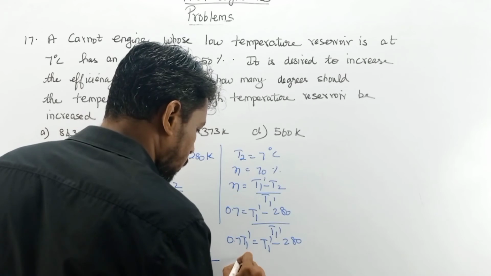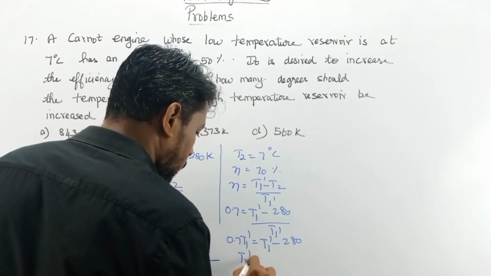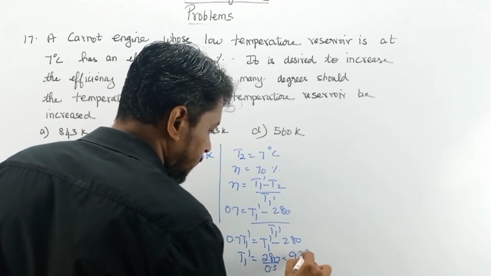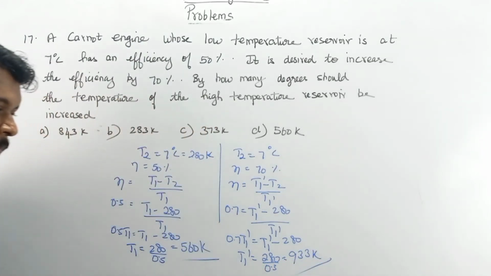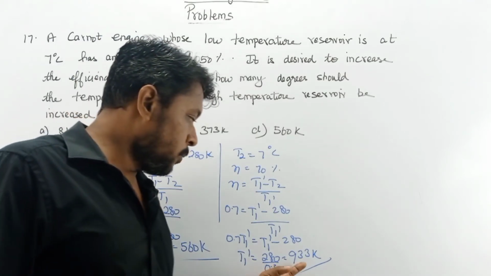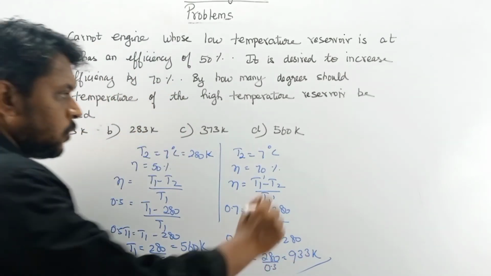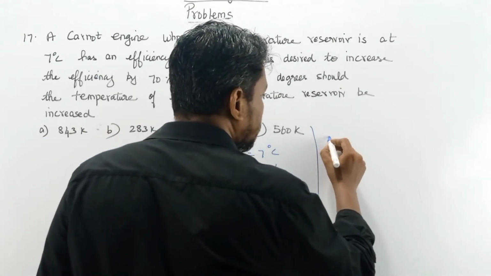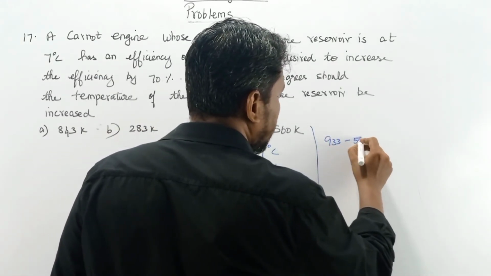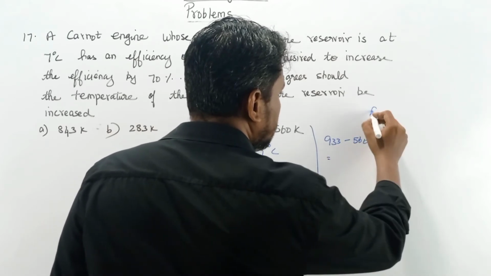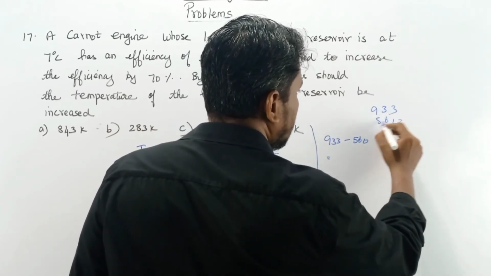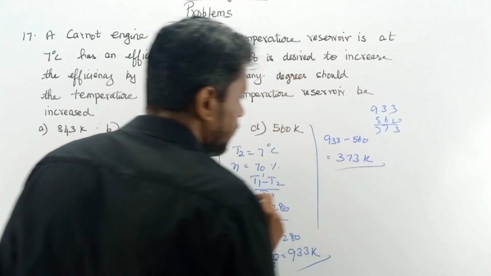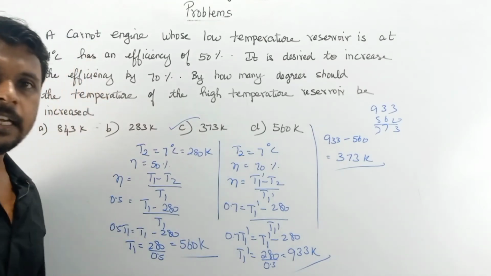T1 dash is equal to 280 by point, which you'll get as 933 Kelvin. When you do this calculation, you'll be getting 933 Kelvin. They have asked how much is the increase. The increase is nothing but 933 minus 560, which when you do this, you'll be getting 373 Kelvin. So 373 Kelvin is the right answer.